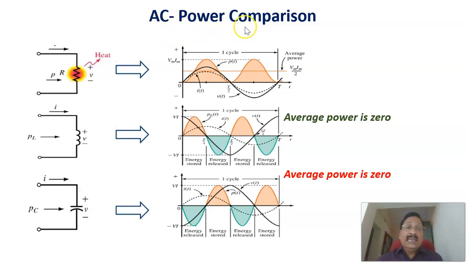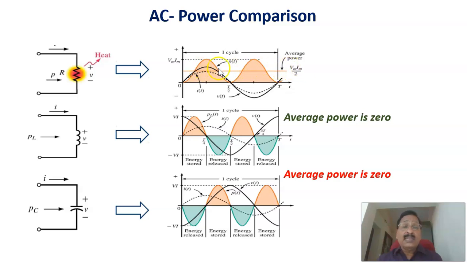Now let us see the AC power comparison. This is a pure resistive load. AC power is given to a resistive load. Power is being consumed by the resistive load and heat is produced. In that case, you can see that the voltage and current are in phase. If you multiply the instantaneous voltage and current, you will get the power. What is shown here is the power. The area under it represents the energy consumed.